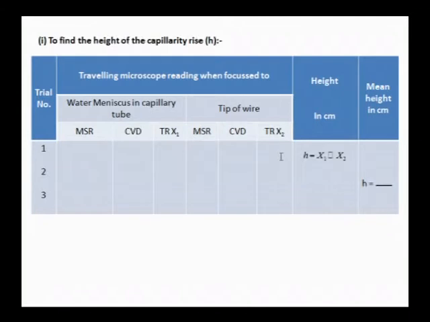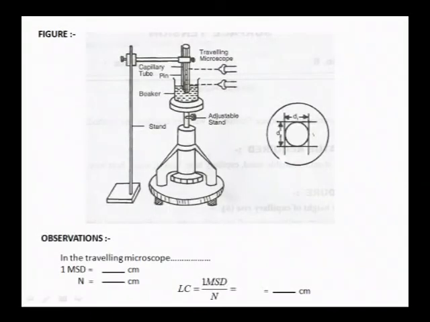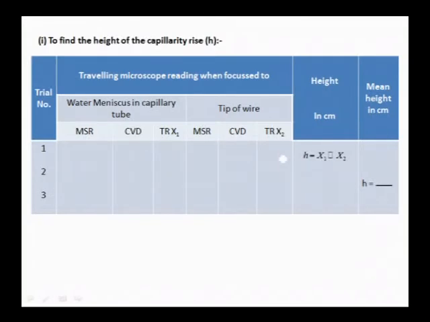Once the least count of the travelling microscope is calculated, we focus the travelling microscope to two different positions, one to the actual level of water in the beaker and the other to the level of water in the capillary tube. So, two readings are noted down, and if we take the difference x1 minus x2 or x2 minus x1, leaving out the sign, we get the height of the liquid in the capillary tube.